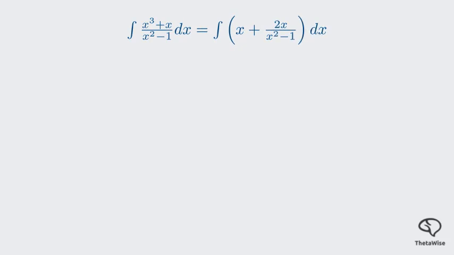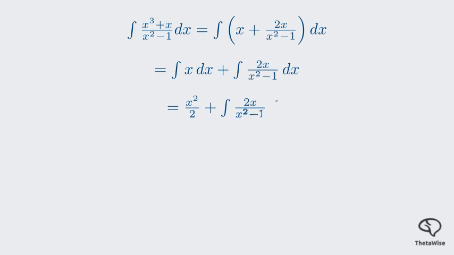We split this into two integrals. We have the integral of x dx plus the integral of 2x over x squared minus 1 dx. The integral of x dx is x squared over 2. For the second integral, notice the numerator is exactly the derivative of the denominator. We can use u substitution.